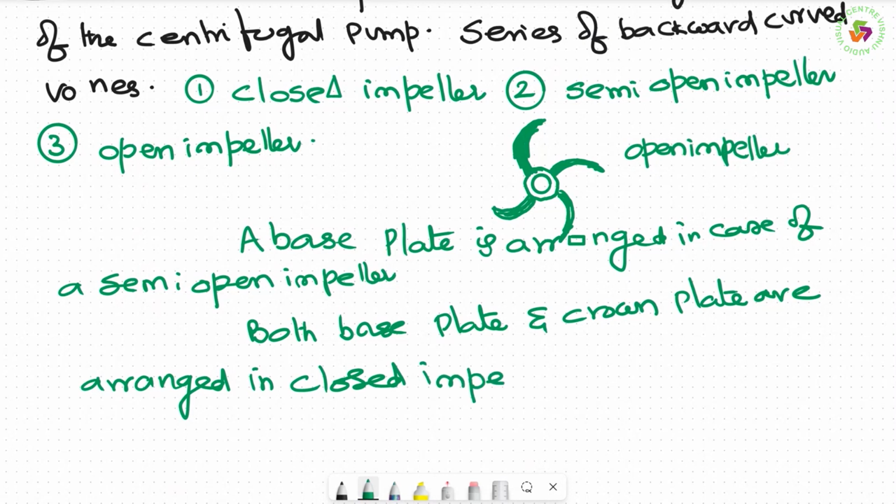So that means the impeller vanes are covered with base plate in semi-open. In closed, the impeller vanes are covered with both crown plate and base plate. That is the thing.